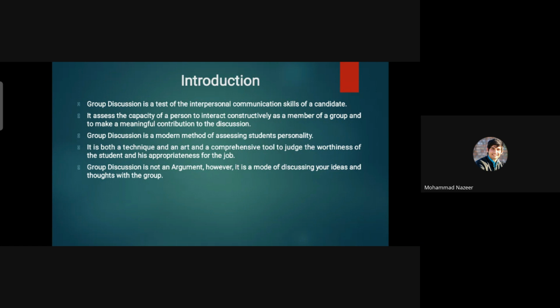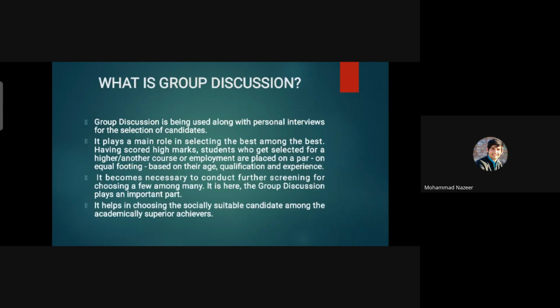So why do they require a group discussion? Because this can be a technique, an art and a comprehensive tool to judge the worthiness of the student, whether they are appropriate for the job or not. They will give you a situation that goes along with the other interviews also. Sometimes they will take a personal interview, or in order to understand the personal nature of the candidate, they will use this kind of technique.